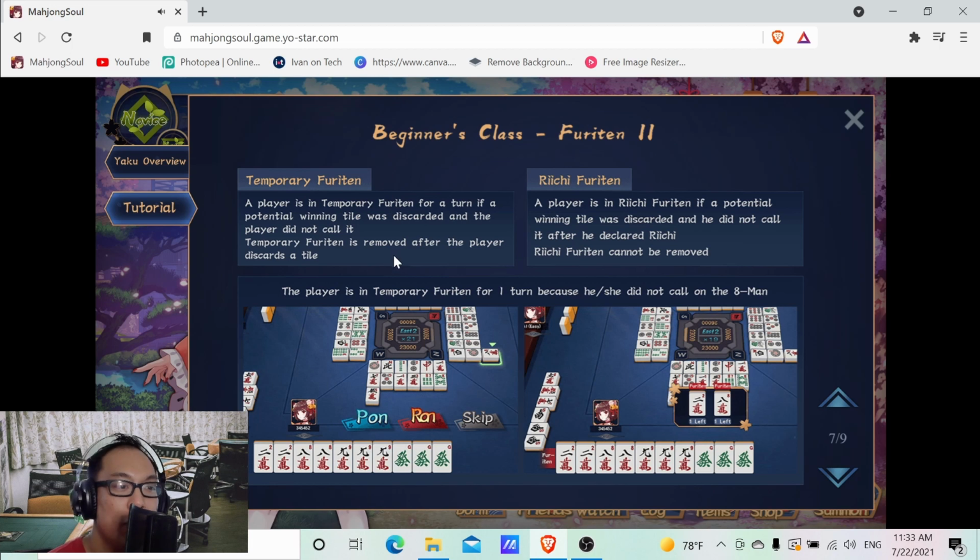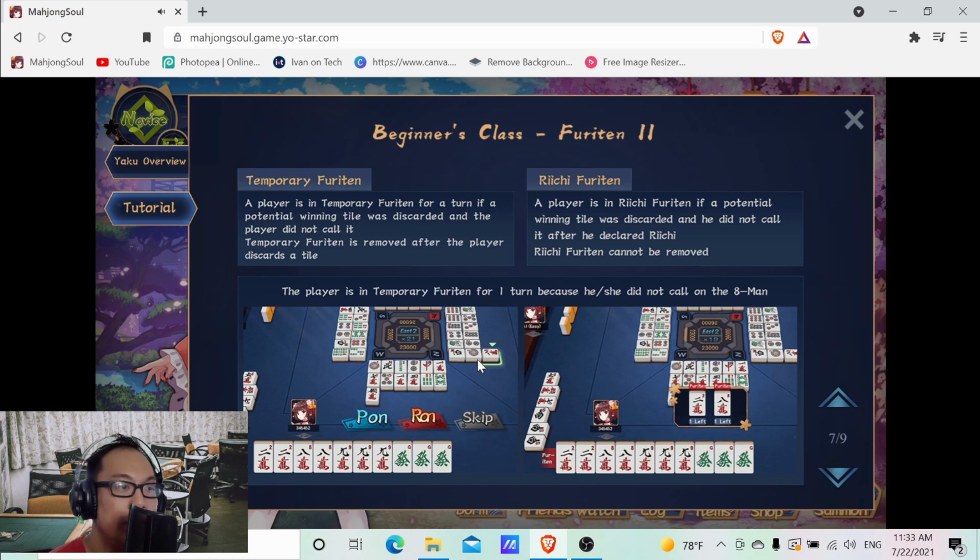So temporary Furiten. Temporary Furiten is basically when your opponent discards a tile that you needed, but you didn't declare Ron at that time. Now, temporary Furiten is not as bad because it doesn't last for the entire game. It lasts for one round. So basically, this player discarded an 8. Let's say this player doesn't declare Ron. Since he didn't declare Ron, he has to wait until it's his turn again in order to get out of Furiten.